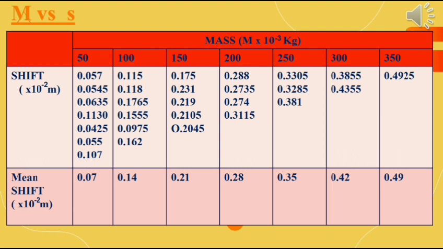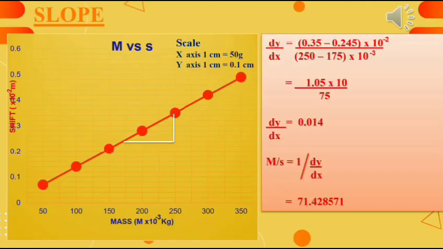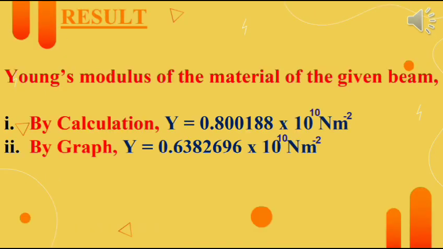To find the Young's modulus of the beam graphically, the following tables are used to plot the graph. A graph is plotted by taking mass along the x-axis and shift in scale reading along the y-axis. The slope of the plotted graph is drawn and calculated. By substituting the m by s value from the graph and the observed values in the formula, we can find the Young's modulus of the material of the beam. These are the results of the experiment.